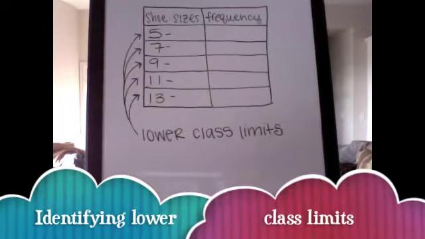In my example, I start by taking the smallest number, 5, and put it in my first box. This is my first lower class limit. From there, I add my class width of 2, and continue listing my other lower class limits vertically as shown.